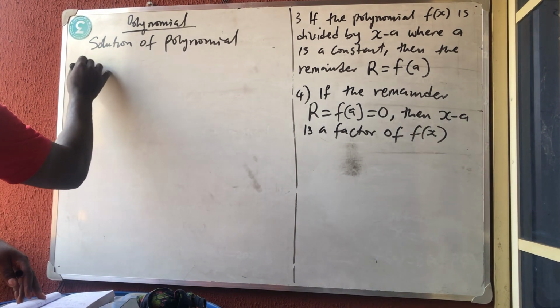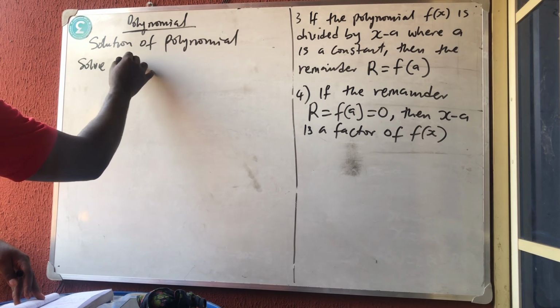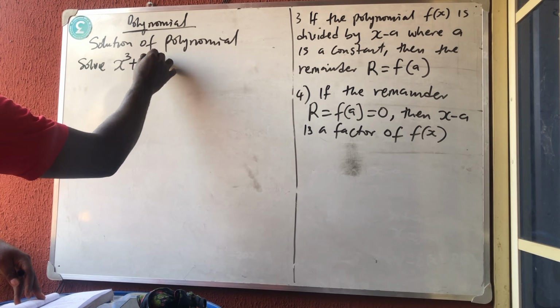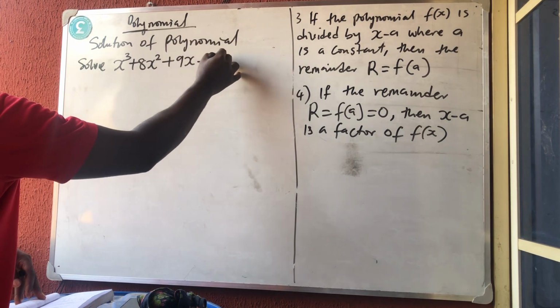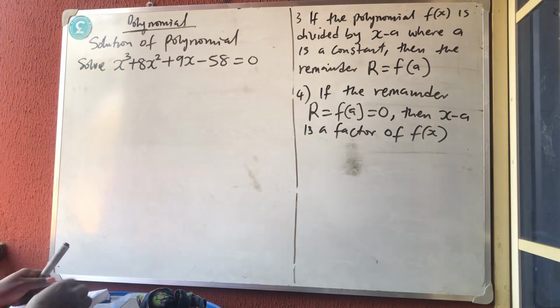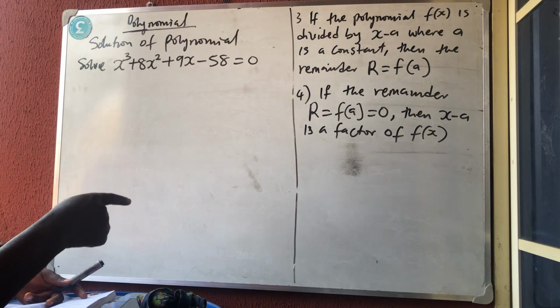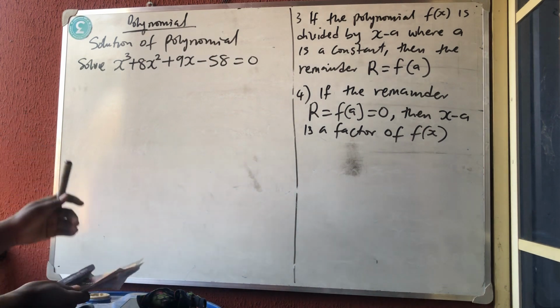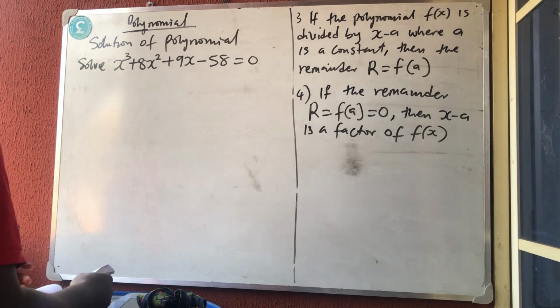solve x raised to the power 3 plus 8x raised to power 2 plus 9x minus 58 equal to 0. Okay, we should solve this. Now I'm going to solve it using the factorization method of polynomial. Okay, how to factorize a polynomial. That is the method I'm going to use to solve this.